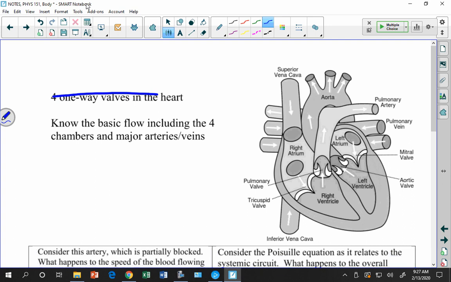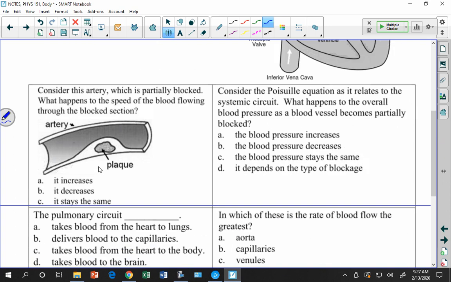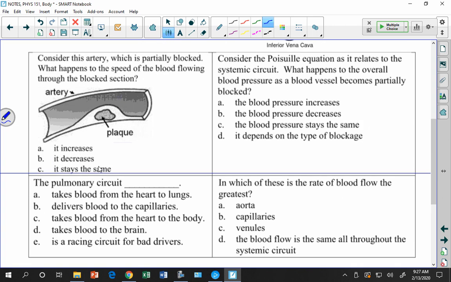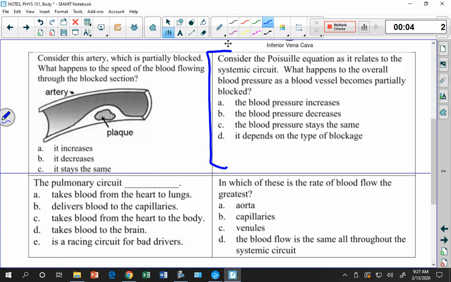Let's try these clicker questions. Let's do the one on the right here first. We'll come back to that one about the artery blocked. So just leave this one for now. Go ahead and do this one right here. Oh no, don't worry about that one. Let's go to this one. Sorry, those two are related. So we'll just do the ones on the bottom, and then we'll address those top two.